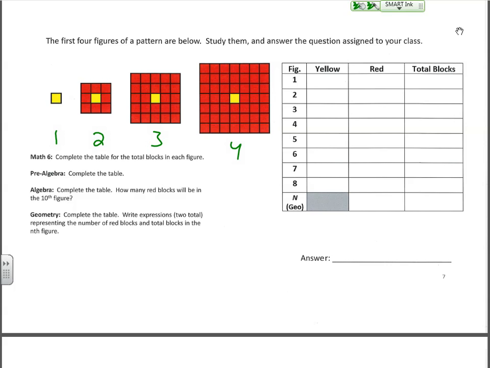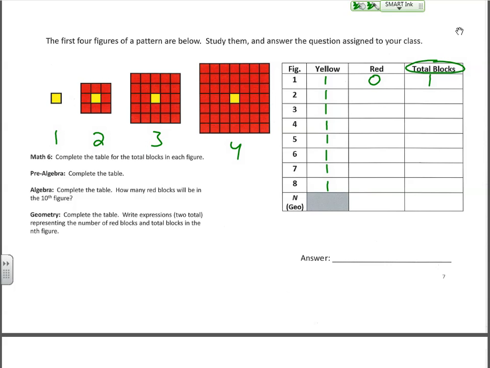we're increasing rapidly, right? So the nice part about this is that the yellow column is very consistent. There's only one yellow block. The pattern is really with the red blocks and how they increase. And what we talked about in class was this total block section is going to be a really nice tool for you because we are dealing just with squares here. So in figure 1, there's one yellow block, 0 red, and one total block.